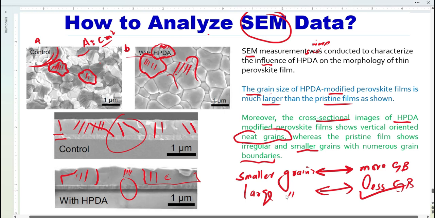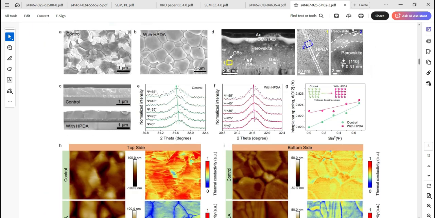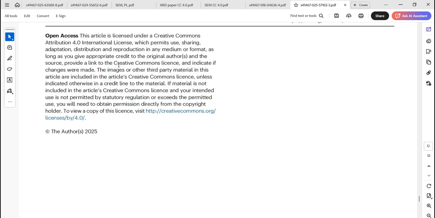This data I took from this important paper. You see here, these are the SEM graphs I took from this important paper published in Nature Communications by Zihao Li et al. in 2025 under a Creative Commons CC BY 4.0 license. This is the link to the Creative Commons 4.0 International license.